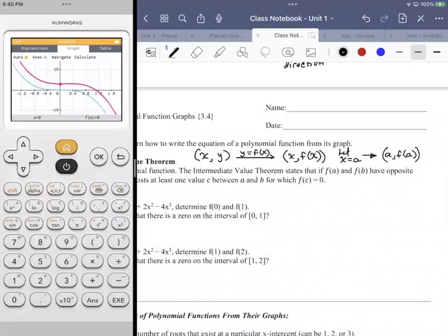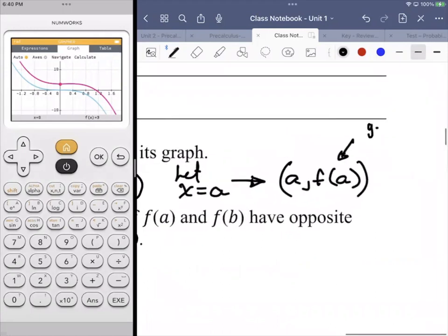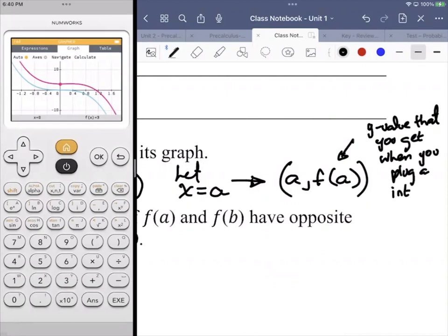All right. The notation, let's just put it this way. Without me explaining anything, if I just gave you this notation, you're like, okay, what are you doing here? But when I tell you that this f of a is the y value that you get when you plug a into f of x, that should make a little bit more sense, all right?